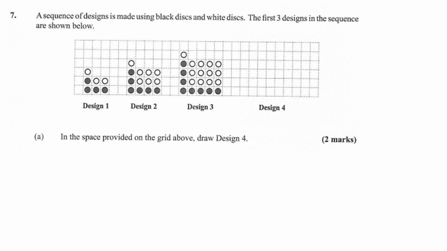Number 7: a sequence of designs is made using black discs and white discs. The first 3 designs in the sequence are shown below. So we noticed that we had 2 dark going up, and then it increased by 1 to 3, and increased by another 1 to 4. We're asked, in the space provided on the grid above, to draw design 4.